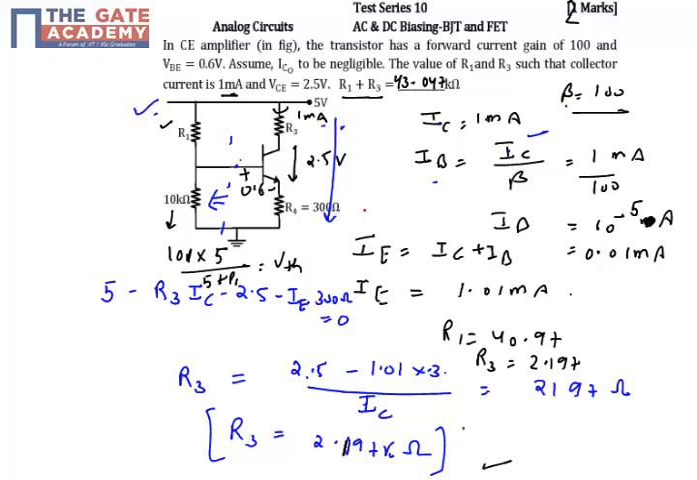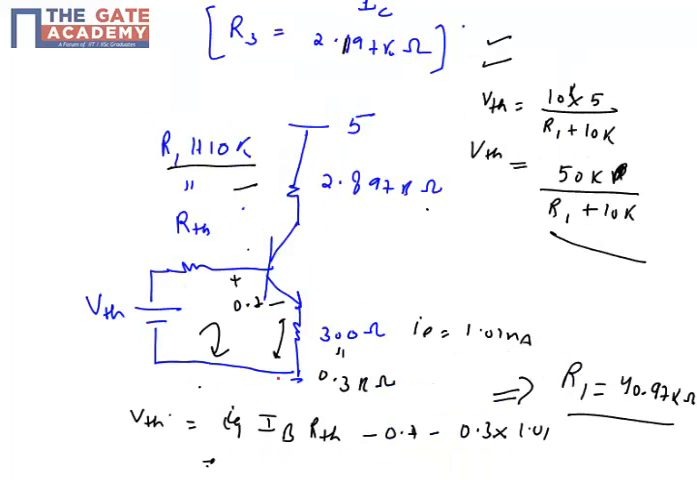Basically, we have calculated R1 and R3 individually, then added them. How did we calculate R3? By applying KVL in the output loop. We calculated R1 by applying KVL in the input loop. In the output loop we know IC and VCE, so there was only one unknown, R3. In the input loop we calculated VTH and RTH in terms of R1 and 10k. Then we had one equation with only R1 unknown, so we calculated it as 40.97. Okay, thank you.